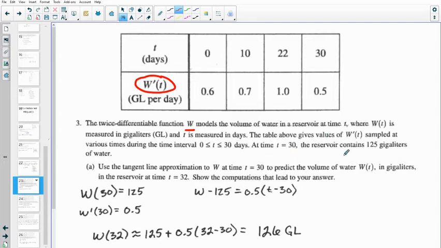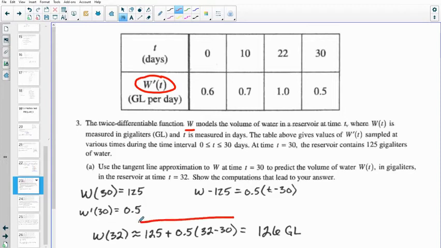At time t equals 30, so at the end of this situation, the reservoir contains 125. So we have the amount of water at the end of the situation. Part A, they want us to use a tangent line approximation at time equals 30 to predict the volume of water at time t equals 32, so 2 days after the data that we have. They said specifically to use a tangent line approximation.